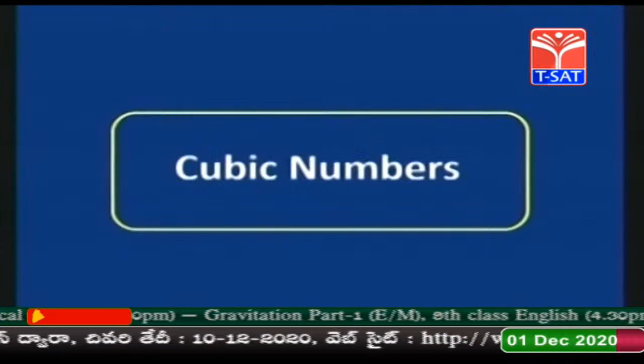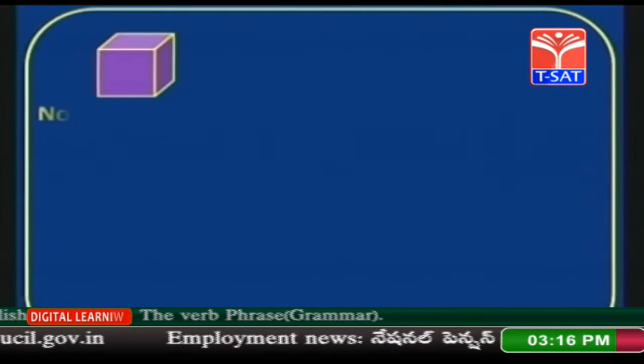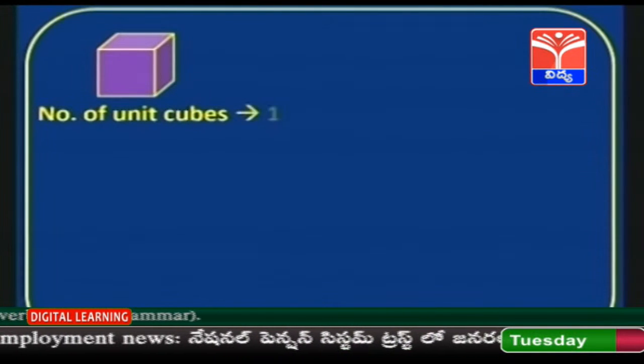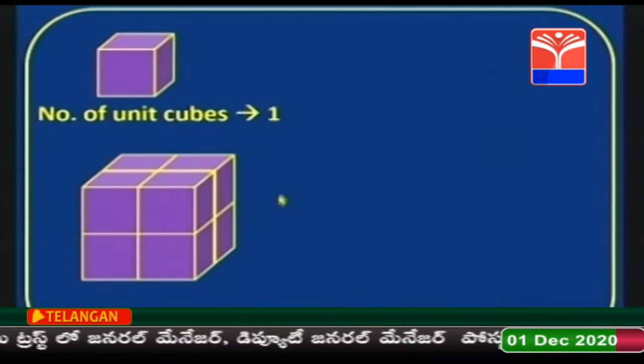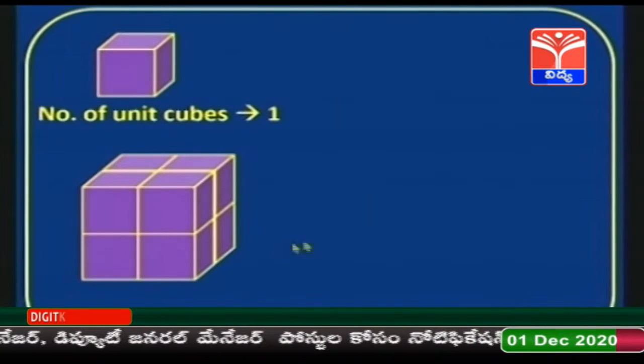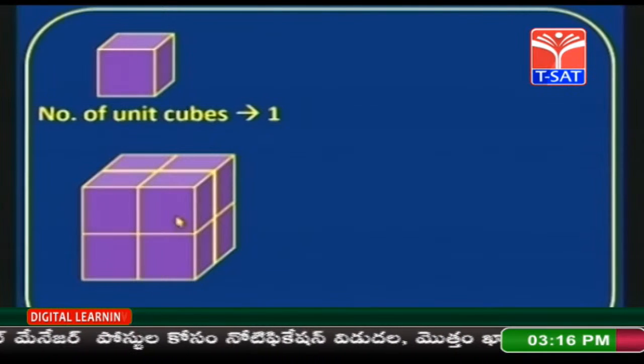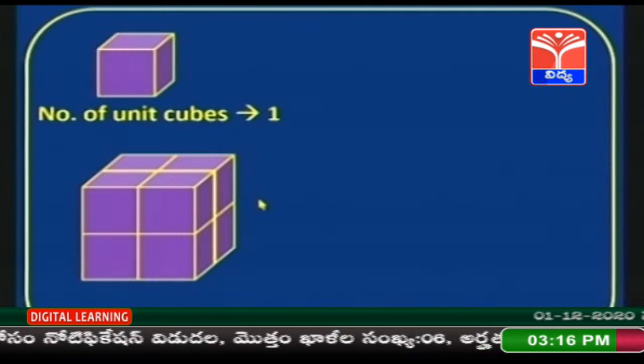Now let us understand what cubic numbers are. Children, what are you observing on the screen? Yes, it is a cube. Number of unit cubes? 1. Yes. Now children, what are you observing here? It is also a cube. Let us count the number of unit cubes here. 1, 2, 3, 4. Back side also 4.